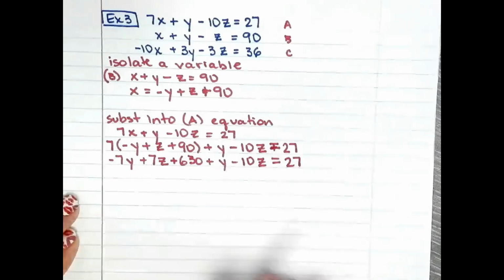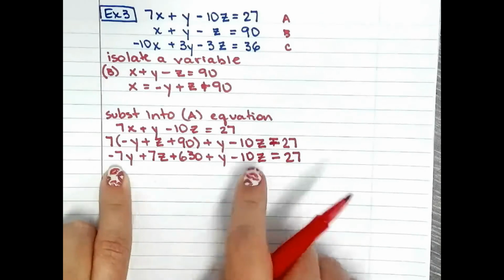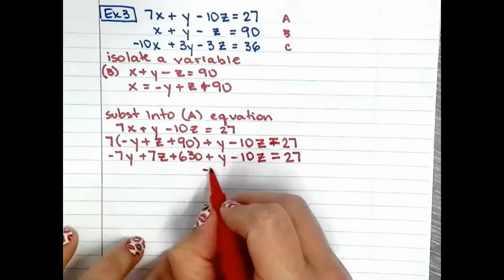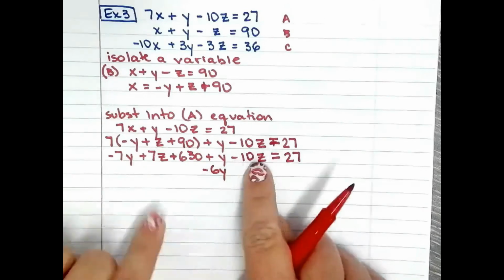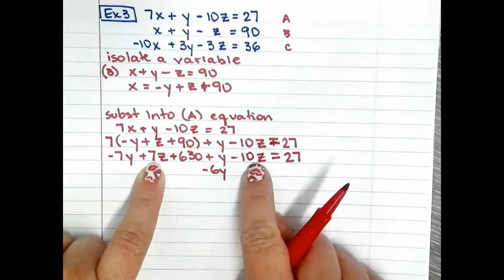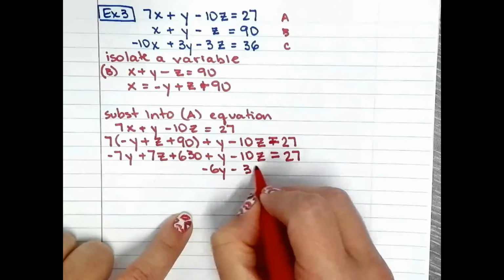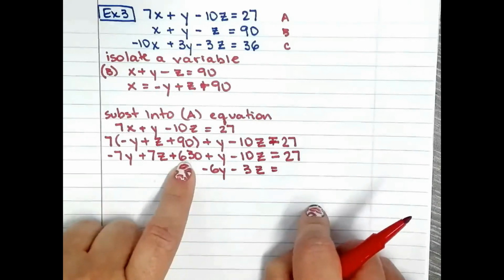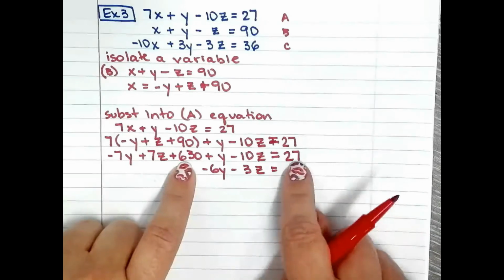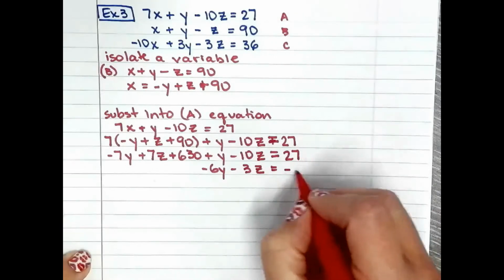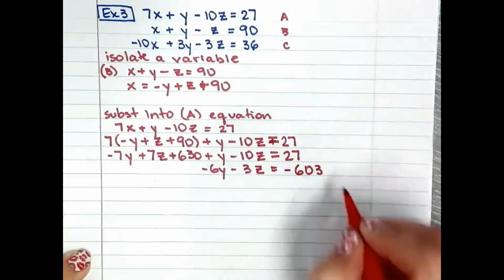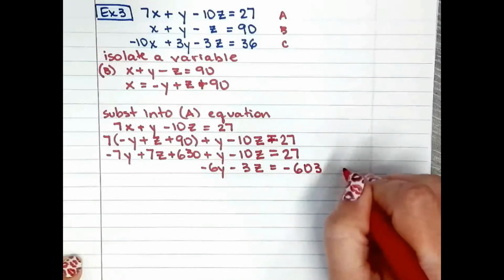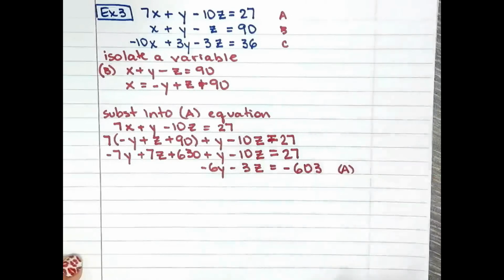Woo, crazy. Okay, combine like terms. So I have y right here, that's -6y. I have z right there, that's -3z. And you need to subtract 630 from both sides. That is negative 603. Okay, so this is your new A equation.